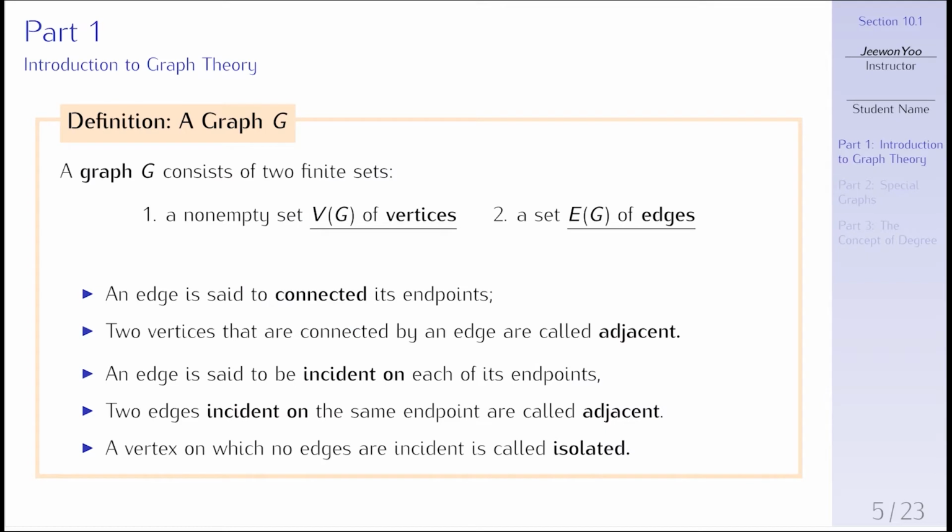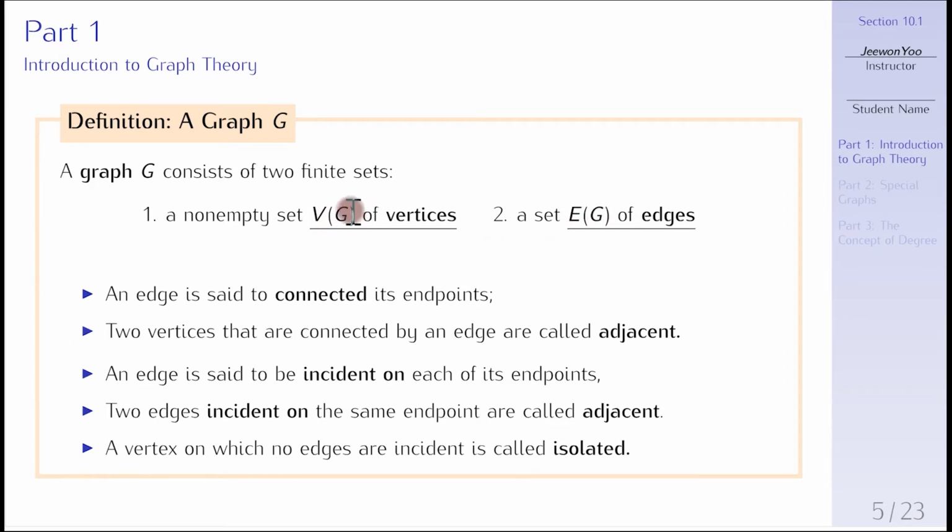Okay, here's the proper definition of graph G. This G consists of two finite sets. We already talked about those two finite sets, which are the vertex set and the set of edges. The vertex set is called V of G. The set of edges is called E of G.